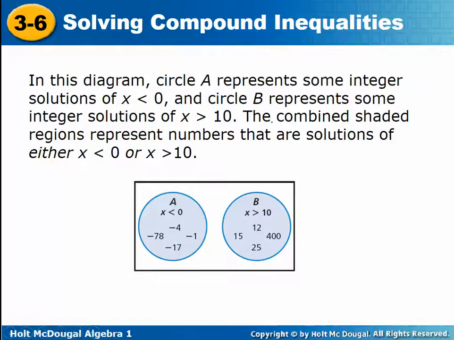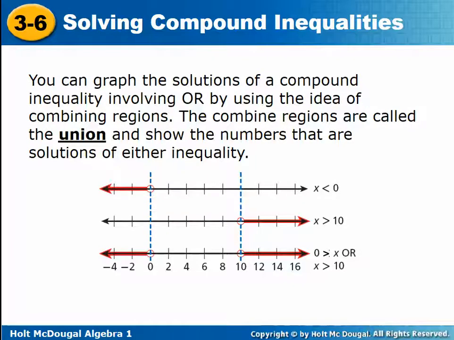And now these are the "or" kind of problems. So if we have x is less than 0, these are all examples of less than 0. Negative 78, negative 4, these are all less than 0. Greater than 10 are these values. There is none in common with each other, so there's no overlapping region. There's no numbers that are less than 0 and greater than 10 at the same time. So our graph is going to show that by going in 2 different directions. It'll show the less than 0 and it'll show the greater than 10.